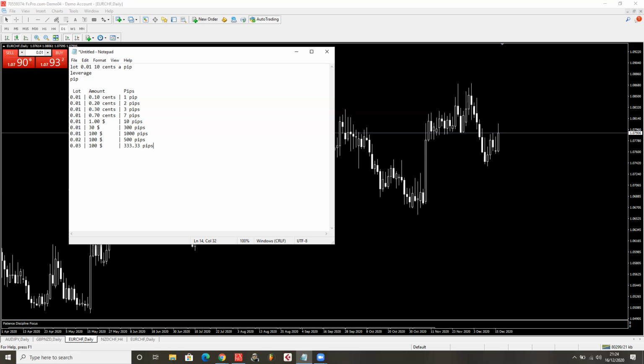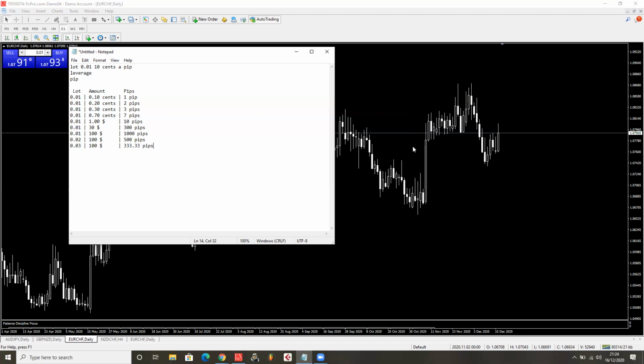Wait, sorry, can you come again? So the lot size is fixed. For every move in your lot size, if you use a 0.03, for example, it means you're going to be making 30 cents for every pip, right? So basically, if it moves in your favor, you'll be making 30 cents every time the market moves one pip. One pip, you make 30 cents. Another pip, you make another 30 cents, which is 60 cents. Another pip, you make 90 cents. You understand?